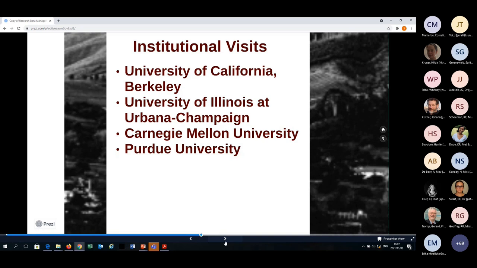Some of these universities have more mature offerings than we do. In fact, most of them most certainly, but there are different stages. And we wanted to see what kind of best practices we could take from them and apply them at Stellenbosch University if we rolled out our own research data services.